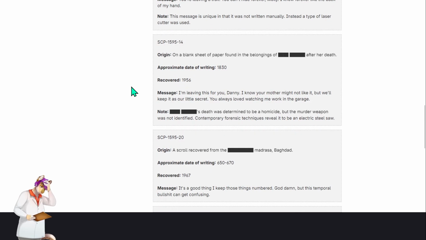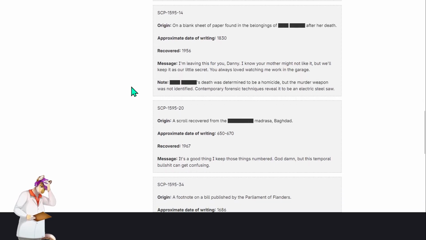14. A blank sheet of paper found in the belongings of someone after her death. It was written in 1830, but recovered in 56. Message: "I'm leaving this for you, Danny. I know your mother might not like it, but we'll keep it as our little secret. You always love watching me work in the garage." Blank Blank's death was determined to be a homicide, but the murder weapon was not identified. Contemporary forensic techniques revealed it to be an electric steel saw.